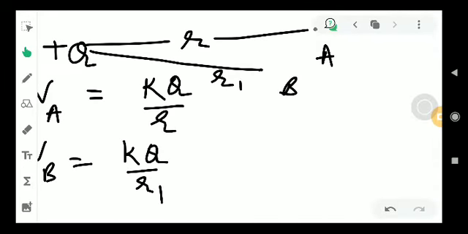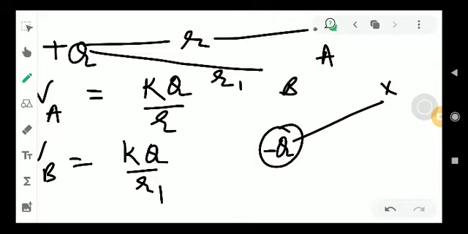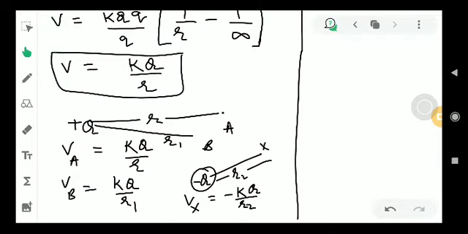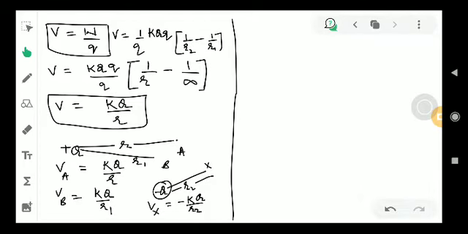Because of a positive charge the potential is always positive, and because of a negative charge, what will be the potential? Say we have a negative charge minus q, and I want to find the potential at this point x, which is at a distance r2. The potential at x will be minus kq divided by r2. So what we have learned is that potential is a scalar quantity and it is added like numbers. Because of a positive charge the potential is positive, and because of a negative charge the potential will be negative.